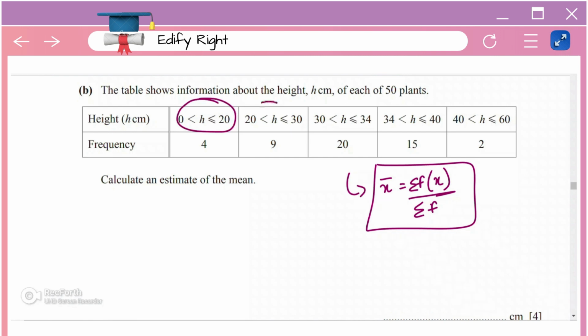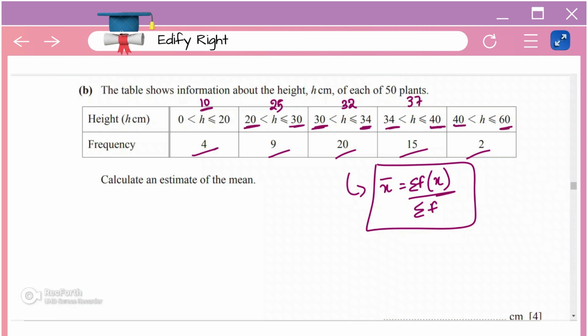Now, as you can see, we have different ranges of h. So what is the value of h that we should multiply with the frequency in each case? For that, all you have to do is find the average of upper and lower limit for each box. So for example, for the first box, we have the range between 0 to 20. So what is the midpoint between 0 to 20? That's 10, right? So that becomes my h for the first box. Similarly, for the next box, between 20 to 30, what's the midpoint? It's 25. Next, between 30 to 34, that's 32. 34 to 40, that's 37.